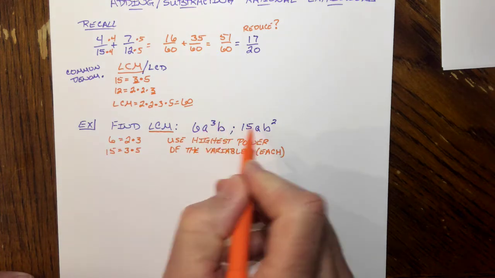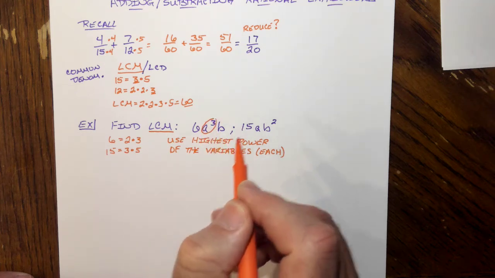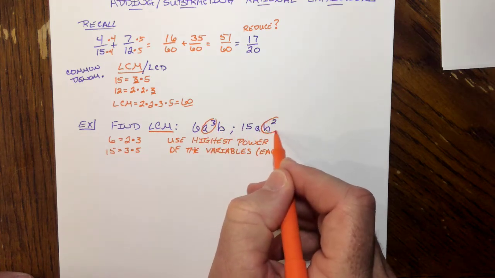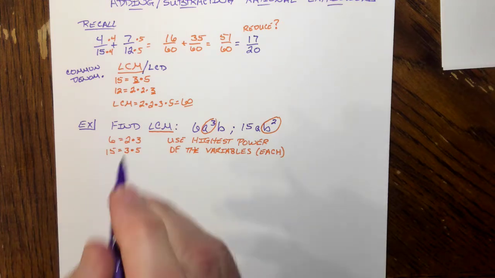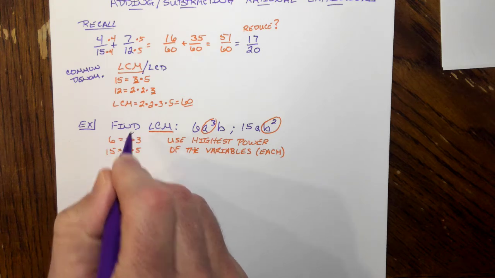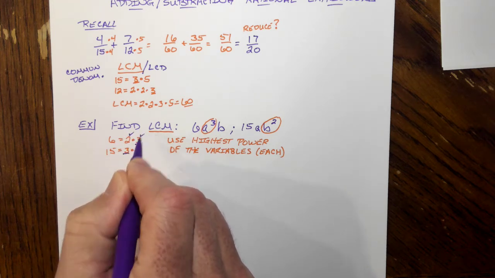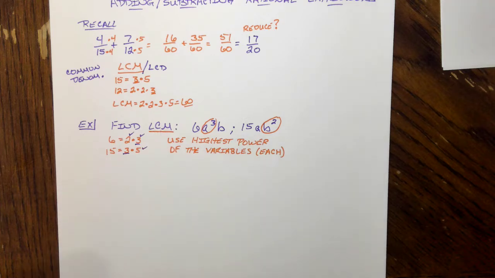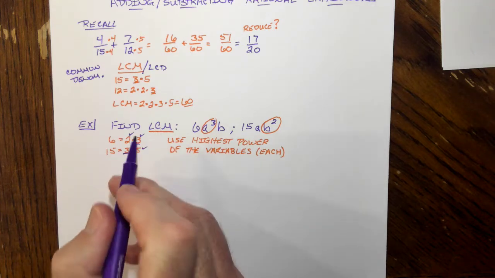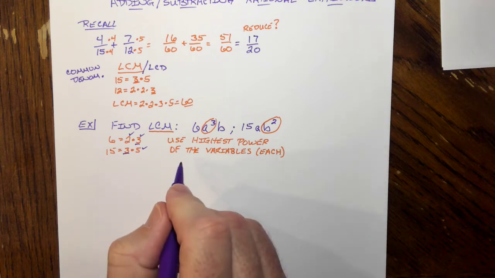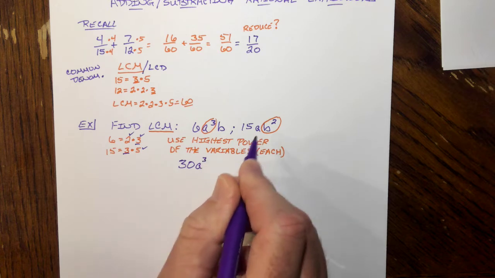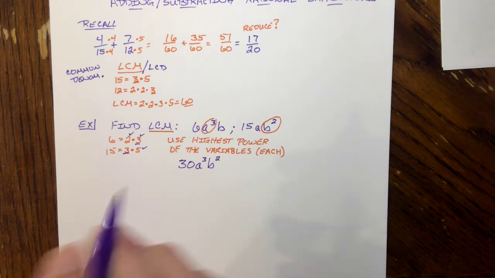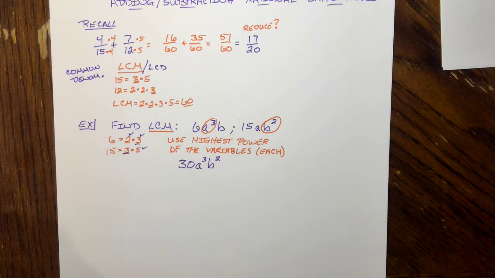So we look. Here's an a cubed. Here's an a. Greatest power. Here's a b. Here's a b squared. Greatest power. And we do our prime factorization. There's a repeat, so we'll use it once. So as we work through this, we have 2 times 3 times 5, so 30. Biggest power of a is a cubed. Biggest power of b is b squared. All right, try this one now.